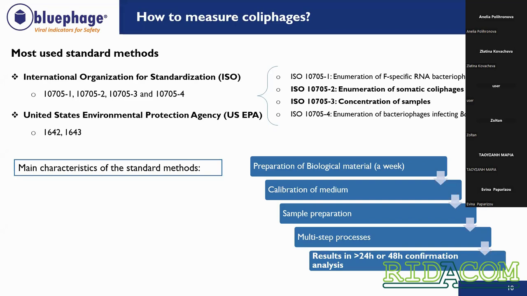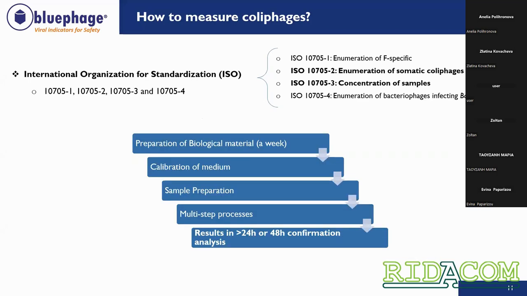The main characteristics of the standard methods is, first of all, we need to prepare the biological material. After that, we will need to calibrate the medium and calibrate the host strain. And once we have that, we can start the sample preparation. And once we have the sample prepared, we can proceed with the analysis. The results are usually available in 24 hours because we have an incubation time of 18 hours.